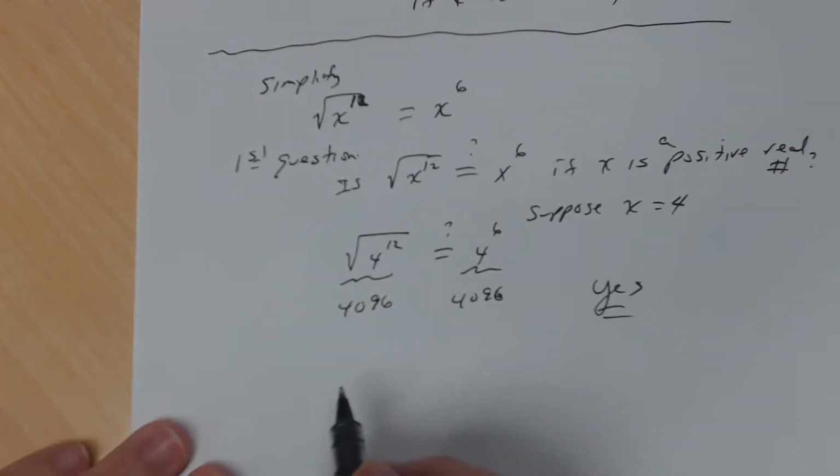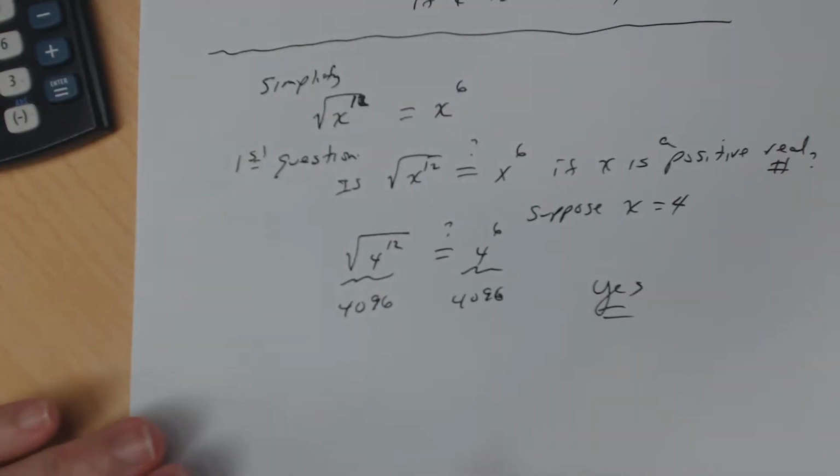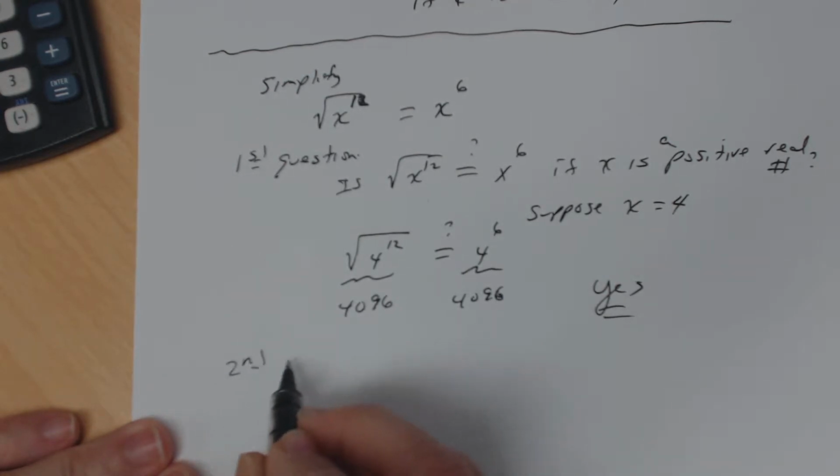Okay. Now do the same thing for 0. Remember, we're talking about positive real numbers, negative real numbers, and 0. So let's look at 0. So the second question is this.